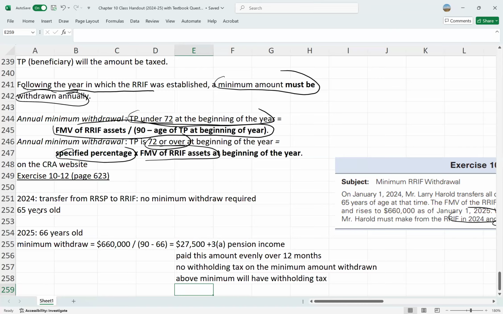I want to just talk a little bit about this concept of RRSPs converting into a RIF. This is not in your textbook. Actually, let me just stop and see if there are any questions.